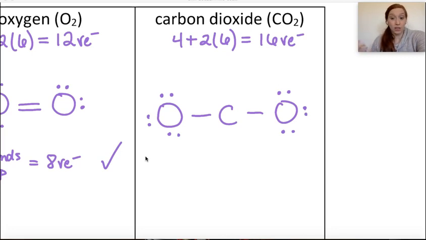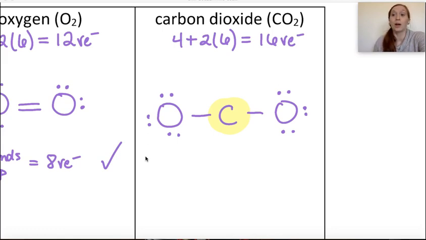Oxygens, let's check those first. They look exactly the same. There's 1 bond and 3 lone pairs. That's 8 electrons surrounding each oxygen. Fantastic. That's what we want to get it to. Carbon, on the other hand, only has 2 bonds. That's 4 electrons. We want to get carbon to a place where it has a total of 8, so it needs 2 more pairs of electrons surrounding it.